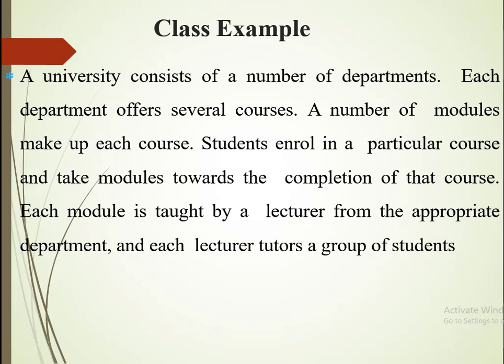A university consists of a number of departments. As we read, I want you to try and identify which are the entities, which are the attributes, which are the relationships, and so on. So a university consists of a number of departments. Each department offers several courses. A number of modules make up each course. Students enroll in a particular course and take up modules towards the completion of that particular course. Each module is taught by a lecturer from the appropriate department, and each lecturer tutors a group of students.